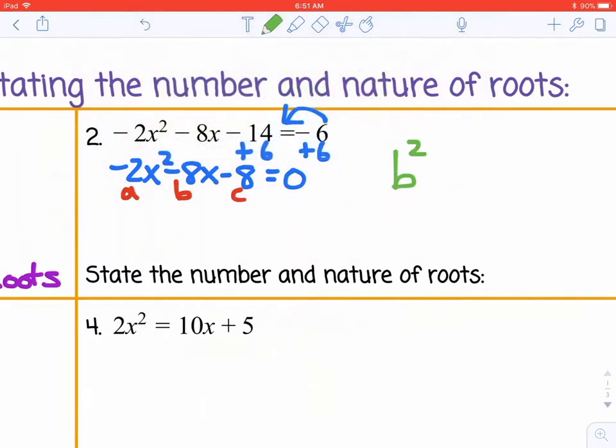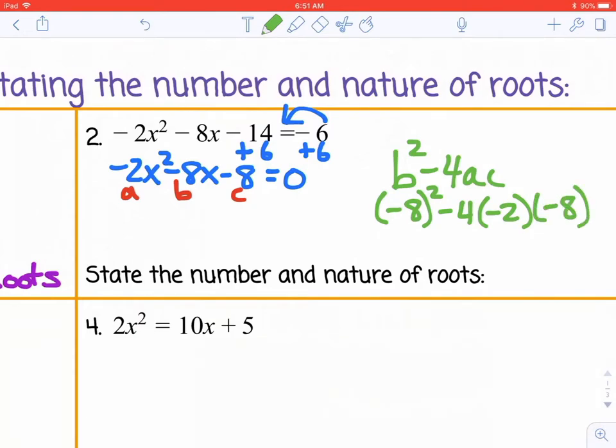So our discriminant is simply b squared minus 4ac. And then we just have to plug in the b, which is negative 8, and square that, minus 4 times negative 2 for our a, and negative 8 for our c. So then we have negative 8 squared will give us 64, minus 4 times negative 2 times negative 8. So that would be 4 times negative 2, or negative 4 times negative 2 is 8, times negative 8 is negative 64, which simplifies to give us a discriminant of 0.